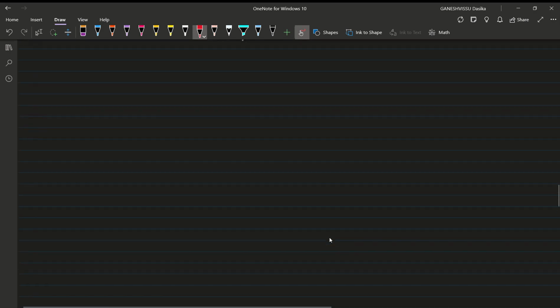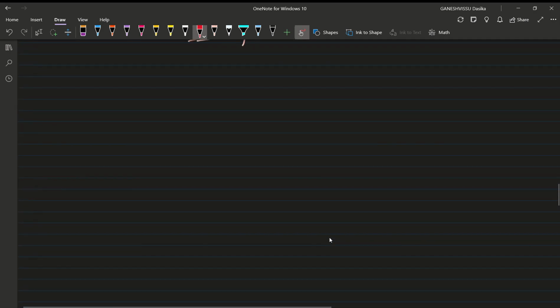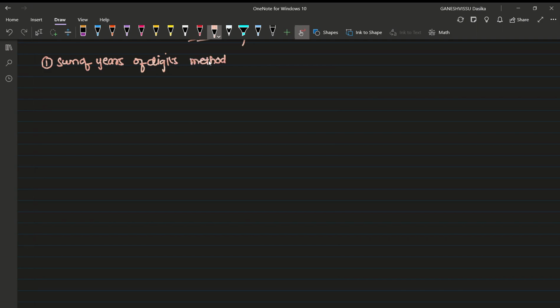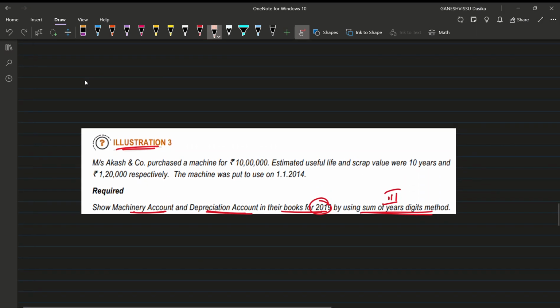Let me give some formulas for these methods, starting with the sum of years of digits method. First of all, let us see the question here.